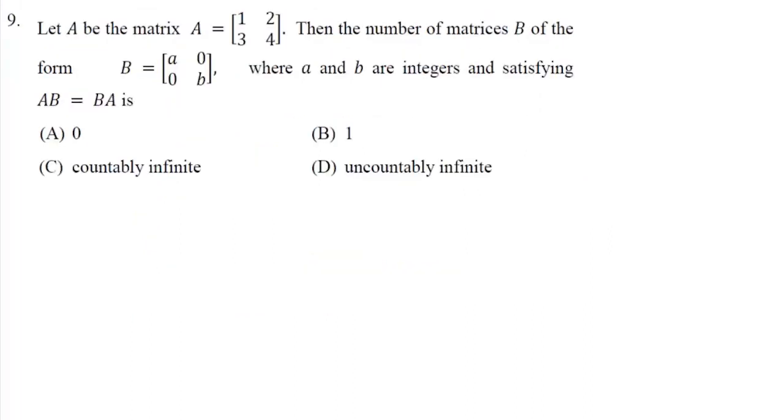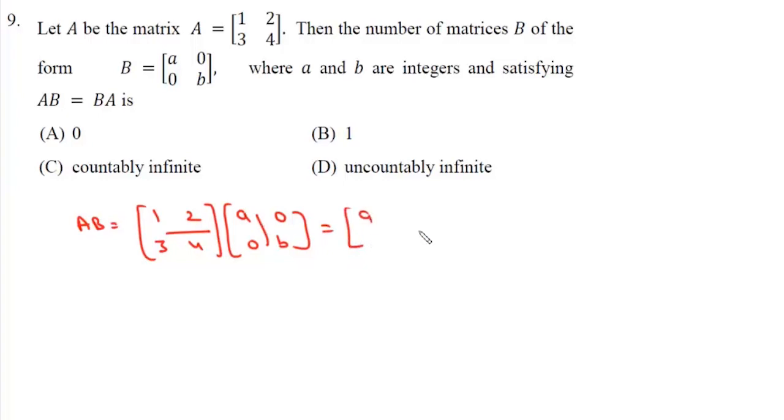Now in question number 9, we are given two matrices A and B, and it says if AB equals BA, then which of the following is correct? Now if we look at AB, it'll be this matrix 1, 2, 3, 4 into the matrix A, 0, 0, B. Now we multiply them, we'll get A, 2B, 3A and 4B. And if we find BA, BA will be A, 0, 0, B, into 1, 2, 3, 4.